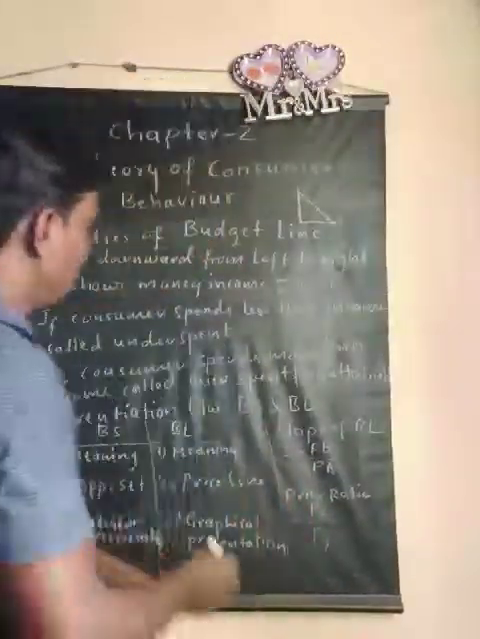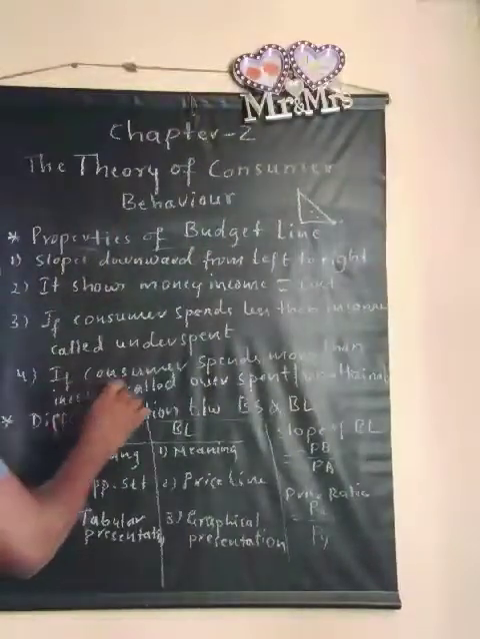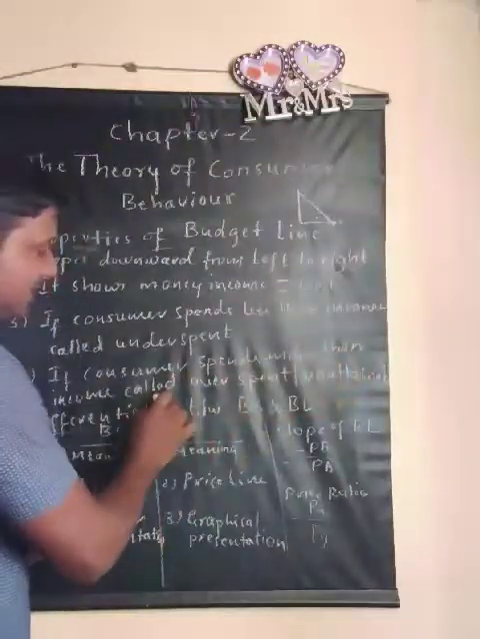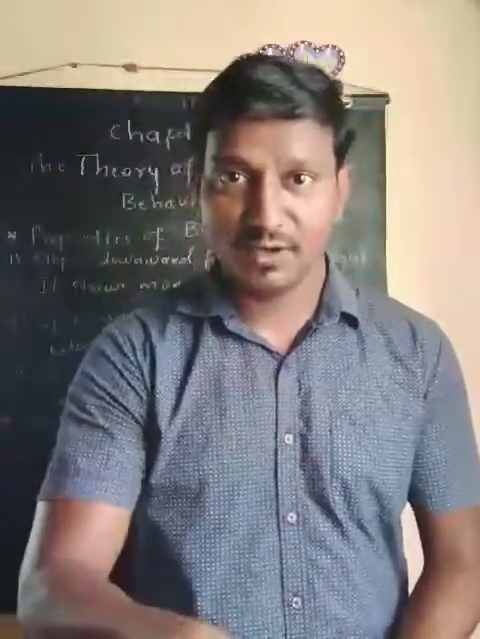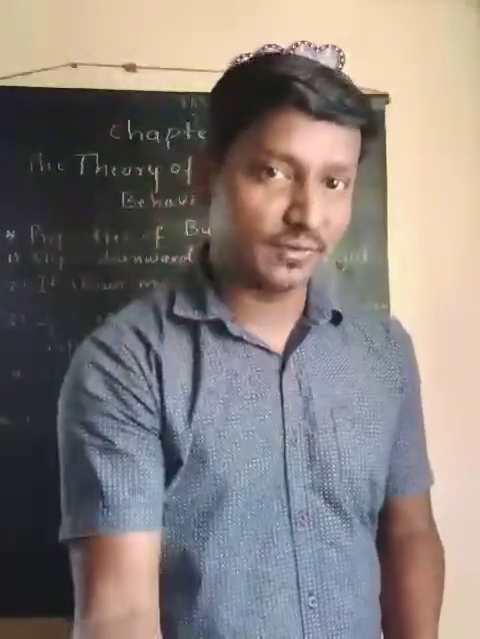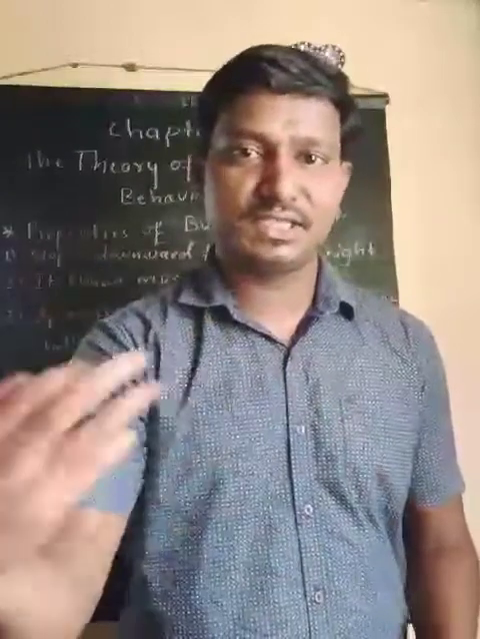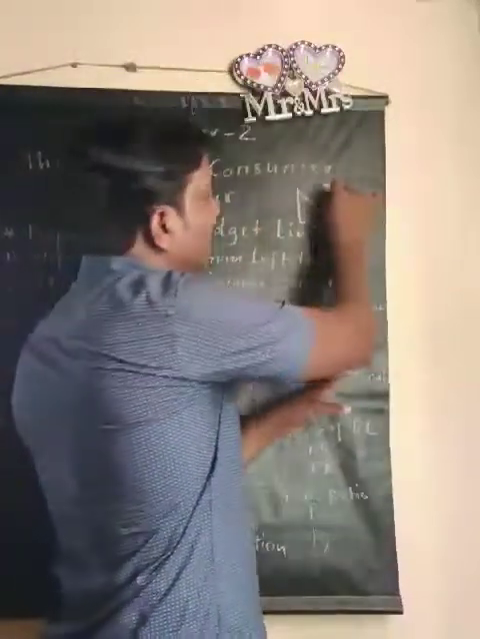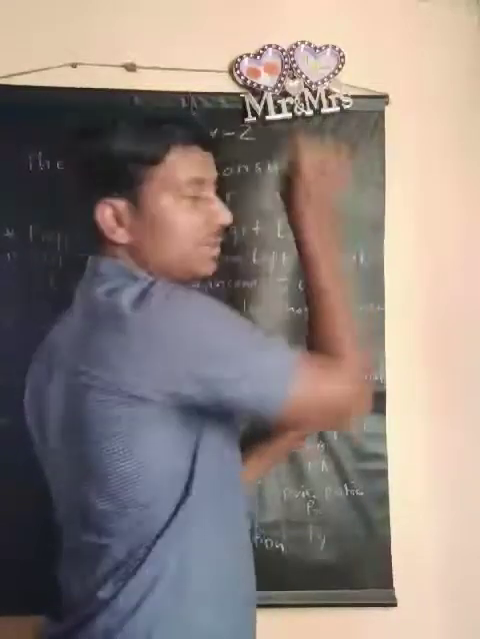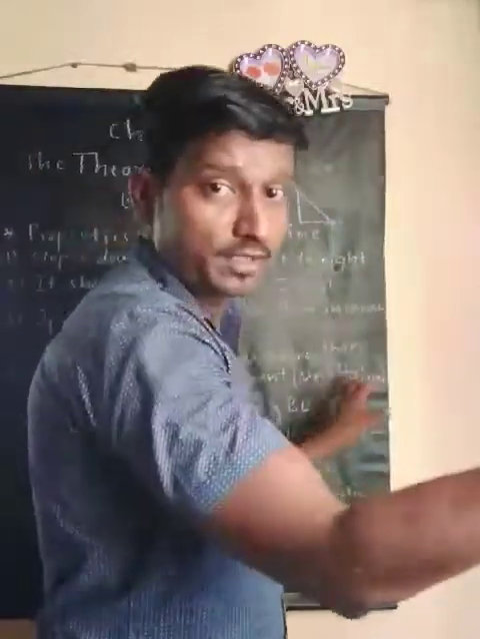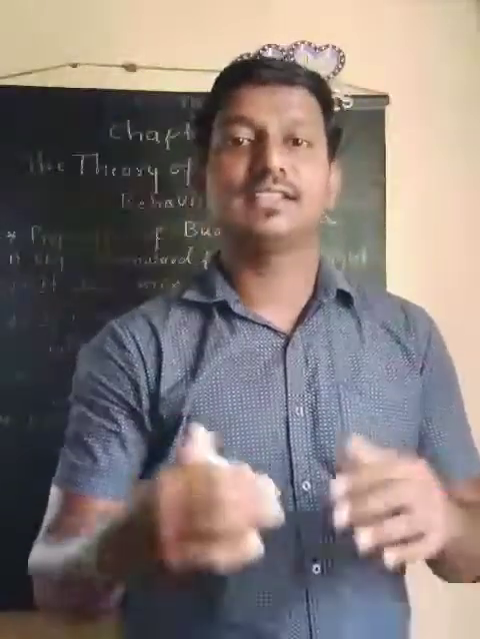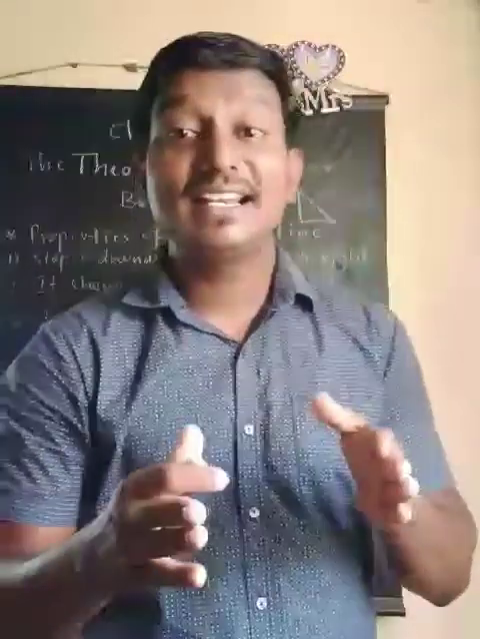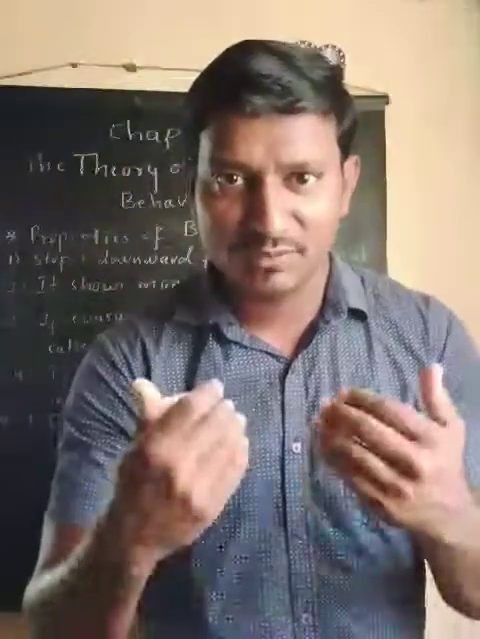In the same way, the fourth property says that if the consumer spends more than his income, then it is called overspent. His income is 40; if he wants to purchase more than 40, it may be 45, 50, 60 or more, then it is called overspent. In the budget line, the points plotted above the budget line are called overspent, or in other words, we can also call them unattainable points, because our income is 40.